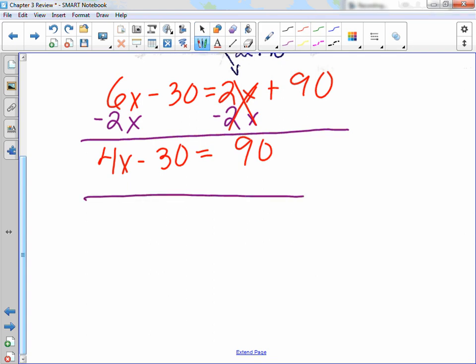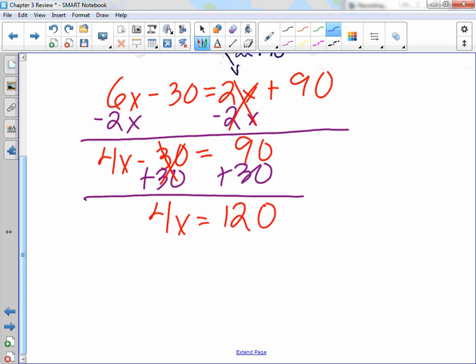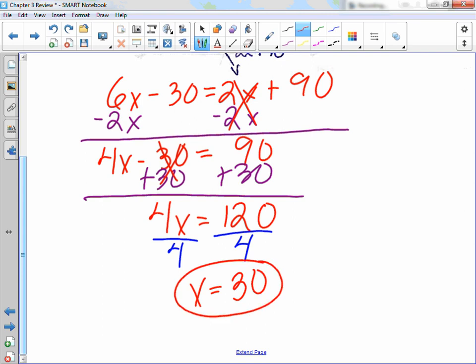Now again, I'm still trying to get x by itself, so I'm going to add 30 to both sides, which these will cancel, leaving me with 4x is equal to 120. And last but not least, we're going to divide both sides by 4, so x is equal to 30. Now, since it's not asking what the angle measure is, it's just asking to find the value of x, we're done. So make sure to read the directions, because if it said find the measure of the angle, our next step would just be plugging it back in.